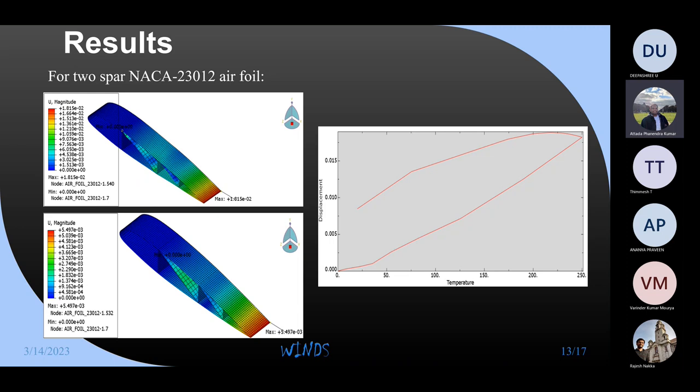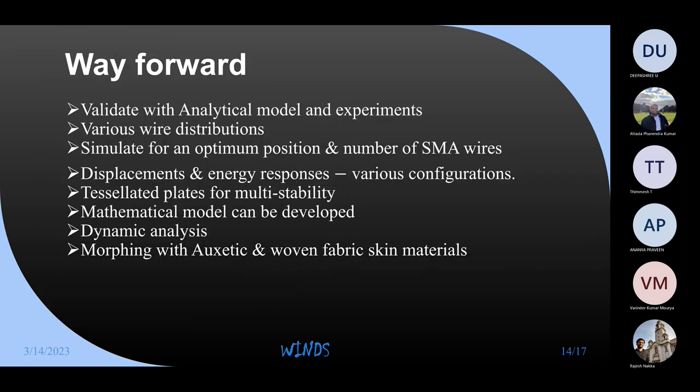And there was a lot of work that needs to be done. It's been only a couple of months of work. So there is so much way forward. We have to try to validate the same thing with an analytical model and experiments. And we will try to go for wire distribution across the laminate and go for the optimum number of wires also. And displacement energy analysis also needs to be done.